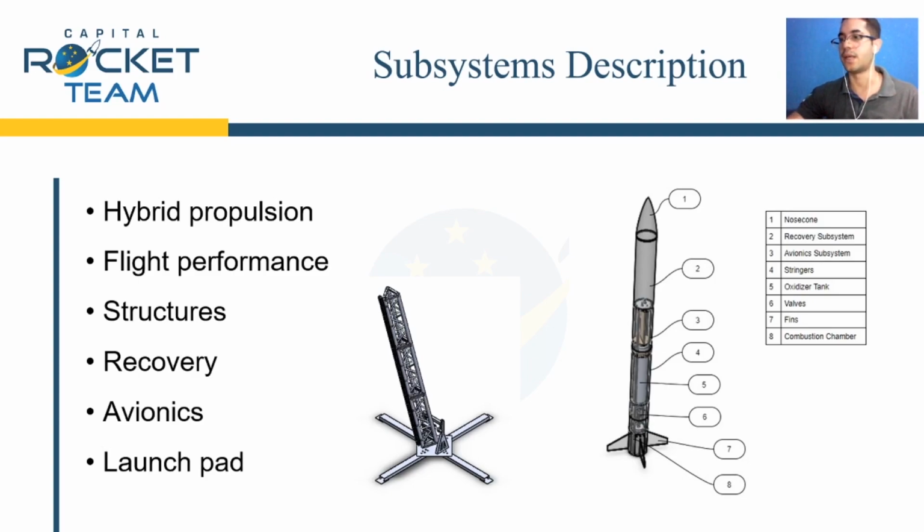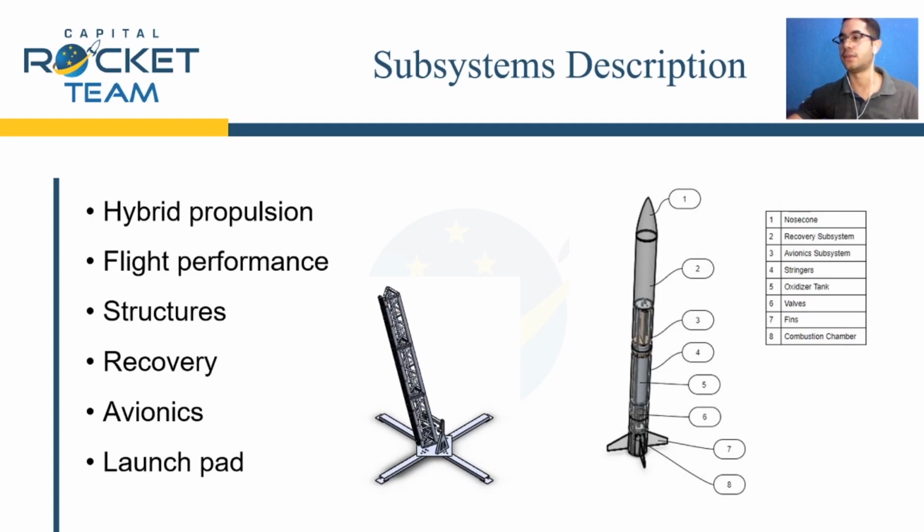Subsystem description: hybrid propulsion. We use paraffin and nitrous oxide as propellant. The total mass of the empty system is 7.7 kilograms and the propellant mass is 2.9 kilograms.